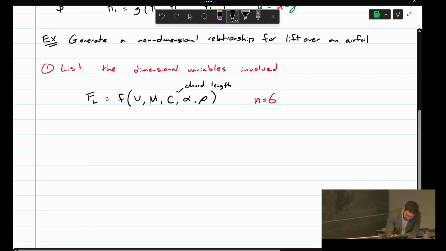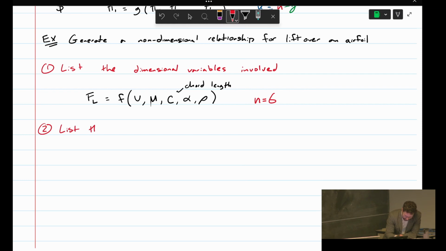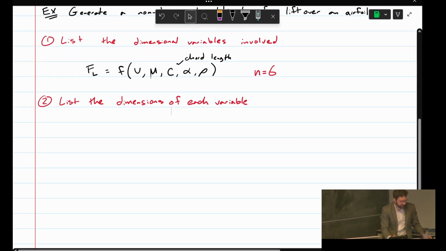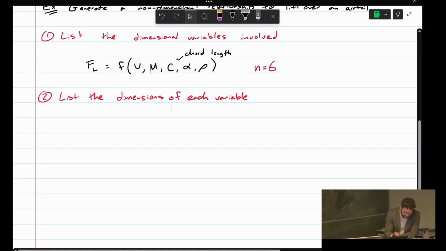The second step is to list the dimensions of each variable. Maybe dimensional variables isn't the best name for this stage because, for example, angle of attack doesn't have dimensions. It's the number of original or intuitive variables involved. So now we've got to go through and list the dimensions of all these variables we have.